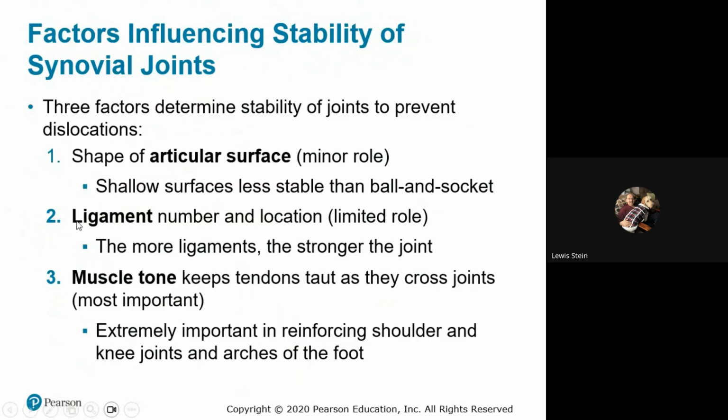Okay? Ligaments, very important. Real stabilizers. And I'm not saying that muscle tone isn't important. Okay? And if you want to tell me that in the shoulder, the muscle tone might be the key thing, I'll buy that. The knee, I won't buy it. Arches of the foot, I won't buy it at all.